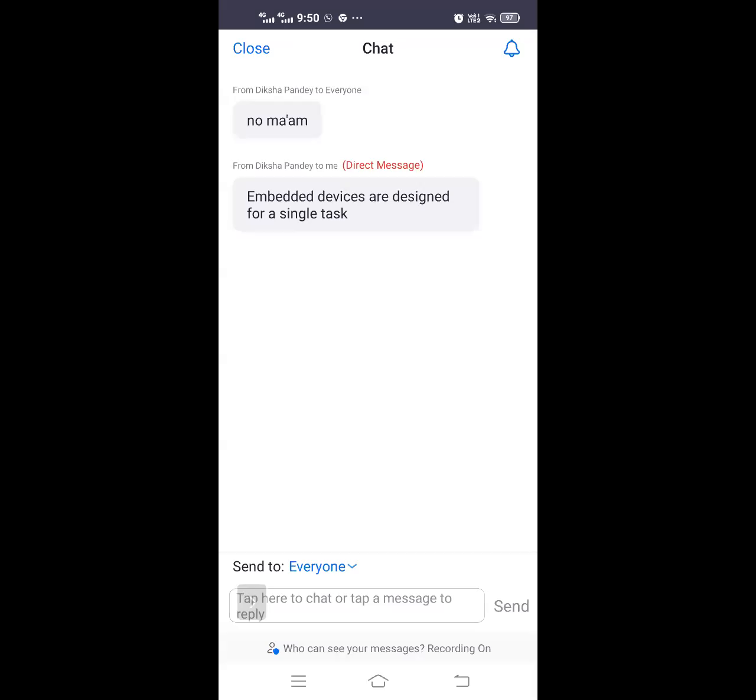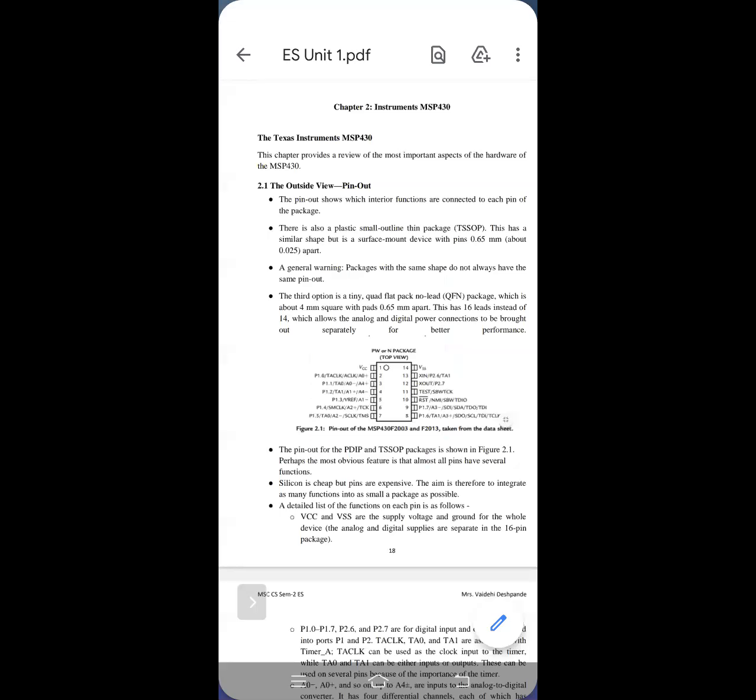Yes, embedded devices are designed for a single task. So till now, whatever we have completed, are you all clear with that? First chapter is over. We are moving on to the second chapter. Any doubt? No, ma'am. Okay, how are you finding embedded now? Is it fine? You are getting the things? Yes, yes. Okay. Moving on to the second chapter.